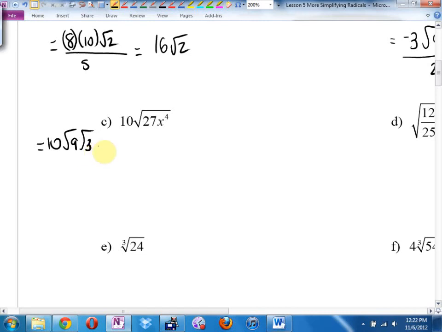Then I'm just going to rewrite root x to the 4th, but on my next line, I'm going to take the perfect square of it, the square root of it. Because when I got a 10 in front. What's the square root of 9? 3. And then there's a root 3 left behind. See it? And what is the square root of x to the 4th?